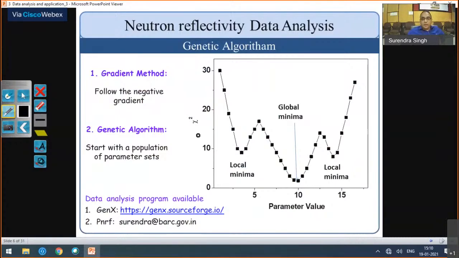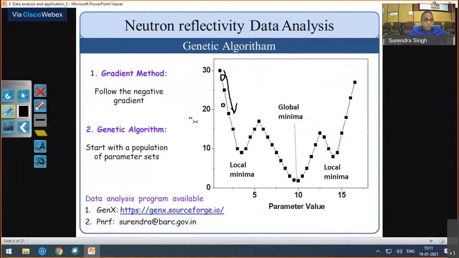Suppose I have chi-square and one parameter, say thickness, and chi-square and thickness vary like this. For chi-square minimization there are many methods. One is called the gradient method, where you take the derivative of chi-square with respect to the parameter and follow the negative gradient. If you have a guess value over here and you calculate chi-square, then you take the gradient and follow this path, and you will achieve some minimum chi-square.